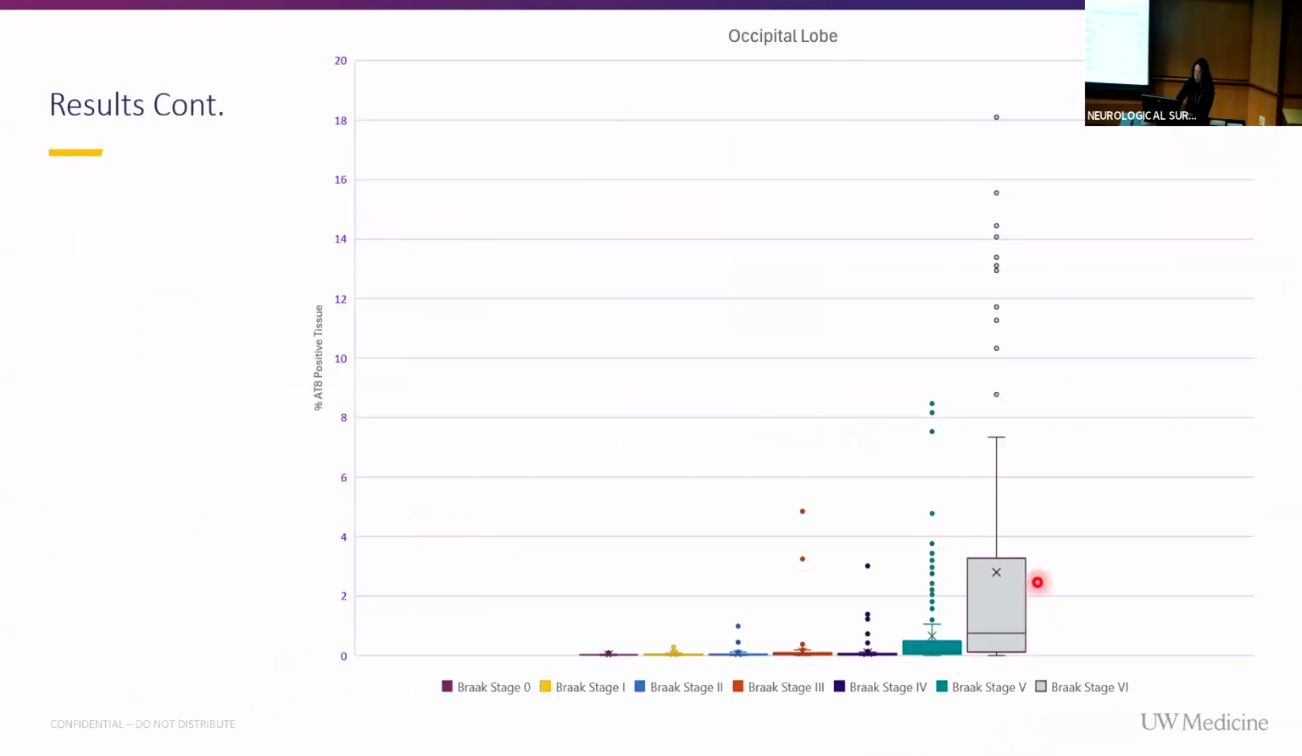Moving on, I took the data from the occipital lobe and created a box and whisker plot. As you can see over here in Braak stage 5 and Braak stage 6, there's just a huge amount of standard deviation compared to the mean average tau-positive tissue, which just goes to highlight the problem of Braak staging and its ability to provide us more quantitative information about a piece of tissue.